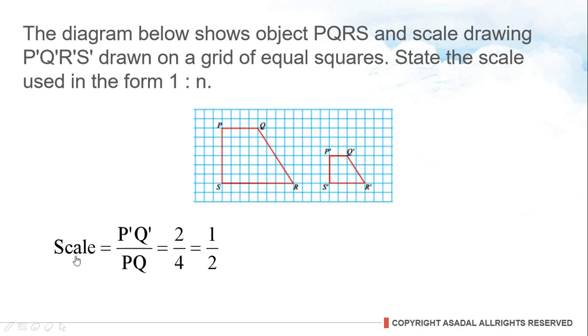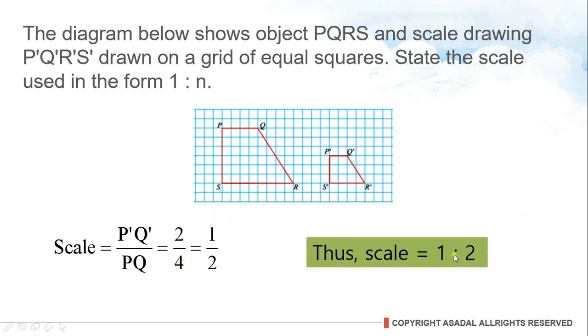So remember the formula? Measurement of the scale drawing over the object. So you can use any of the sides. As for this example, I use the length of P'Q', the scale drawing, over the length of PQ, the object. So 2 over 4 equals 1 over 2. So we can write it as 1:2. So this is the scale for this diagram.